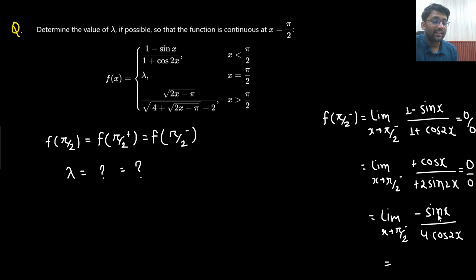Minus 1, sin pi by 2 is 1 actually. Sin pi by 2 is 1, and another negative sign is there, so this will become minus 1. Here also this will become minus 1. So minus 1 and minus 1 will get cancelled out. Answer will be 1 by 4. So this value is coming out to be 1 by 4. Okay, f of pi by 2 minus is coming out to be 1 by 4.